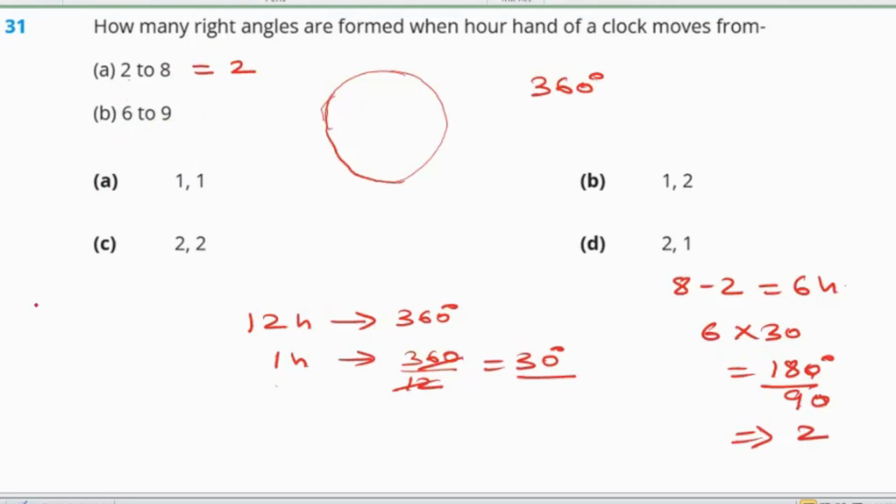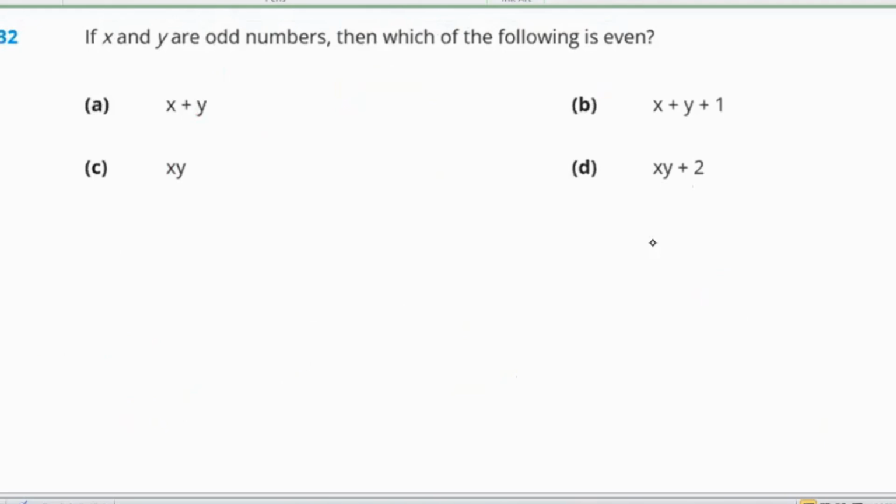Again from 6 to 9, 3 hours are there. If in 1 hour 30 degrees is there, so in 3 hours there will be 3 times 30, which is 90. So which means if we are going to divide 90 by 90, we will be getting 1. So answer has to be 1. If we are going with the options, so 2 and 1 is there in option D. That's why option D is our correct answer.